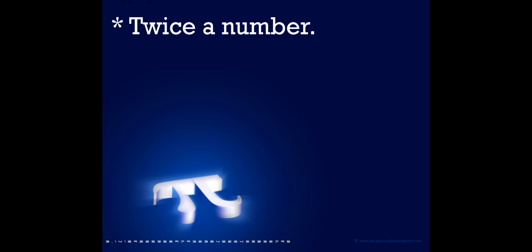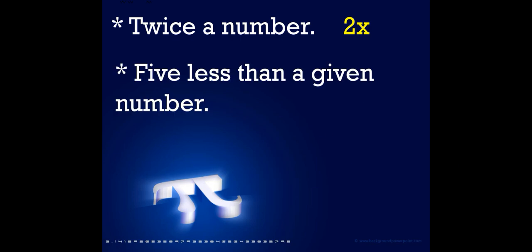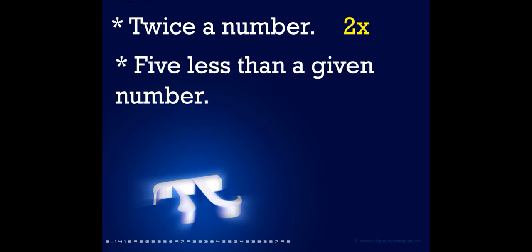This is a short review of our previous lesson wherein kino-convert natin yung verbal phrase into mathematical equation. Let's say twice a number. Let's say the number is x, so we have 2x. 5 less than a given number. When we say less than, that means subtraction. The given number, let's say again, is x, so we have x minus 5.